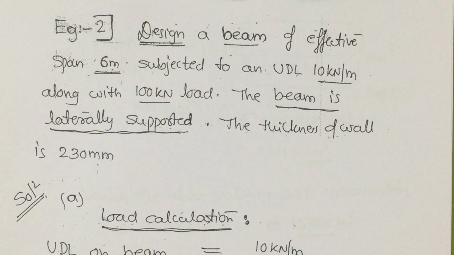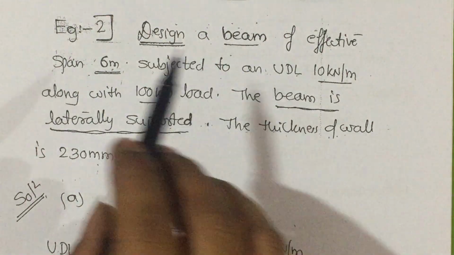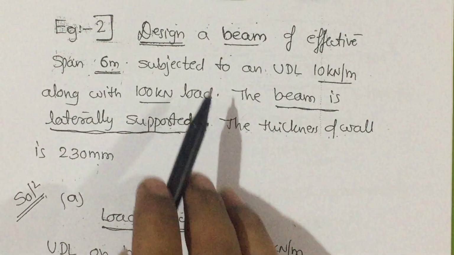This is type 2 problems. In type 1 problems, we saw checking for the safety of the section. In the second type of problem, we are going to design a beam section. So let us look into the example.